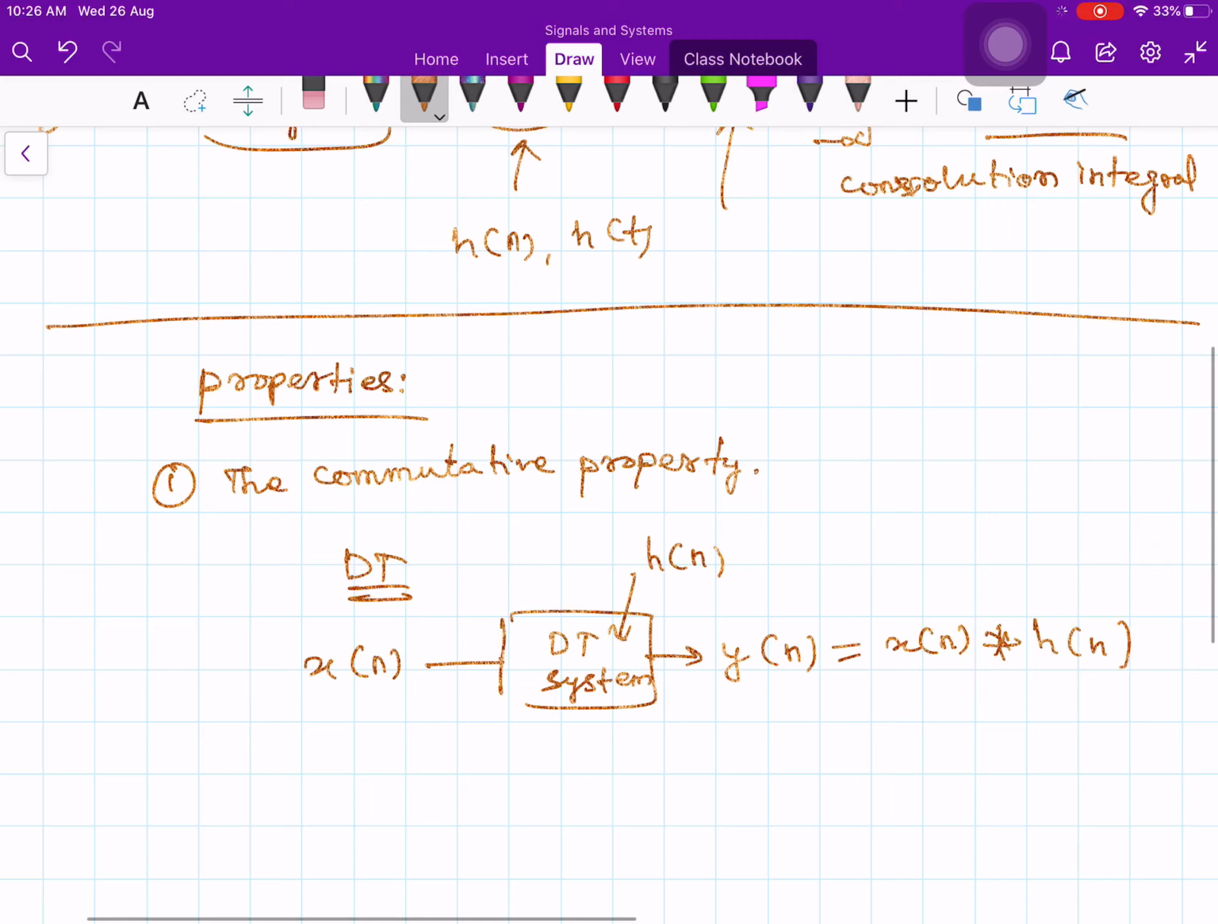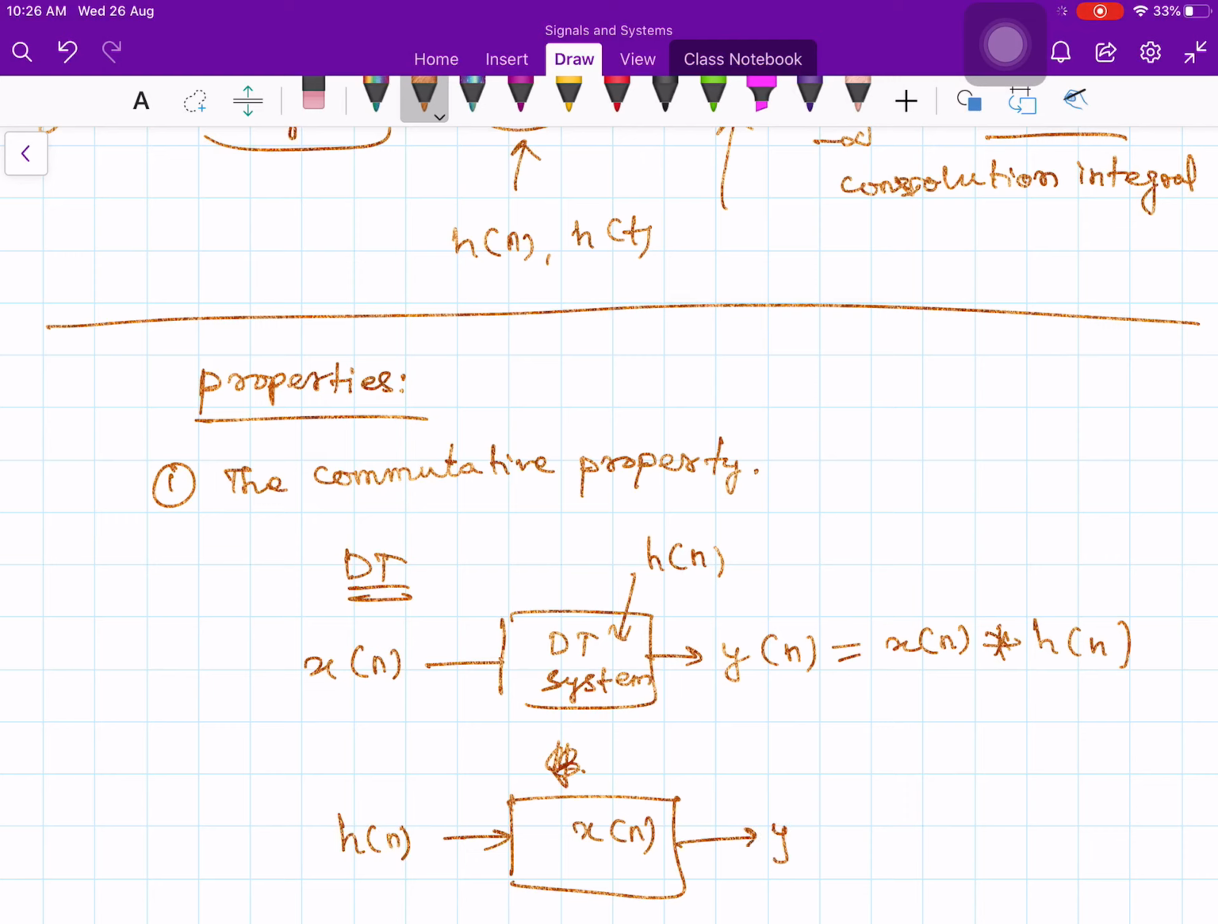Now take some other system whose impulse response is x of n and the input is h of n. Then also you will get y of n, and this y of n is equal to h of n convolved with x of n. Both are identically equal. That is what we mean by the commutative property.